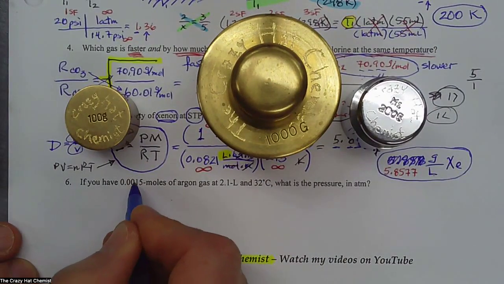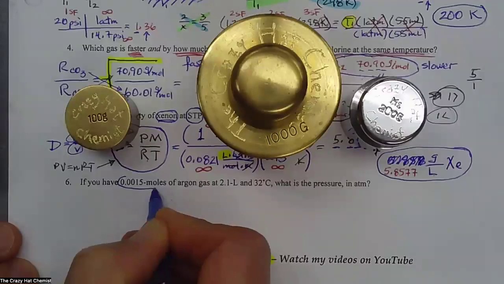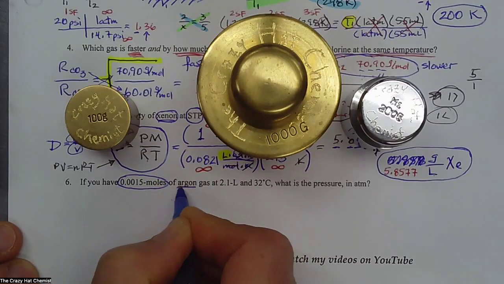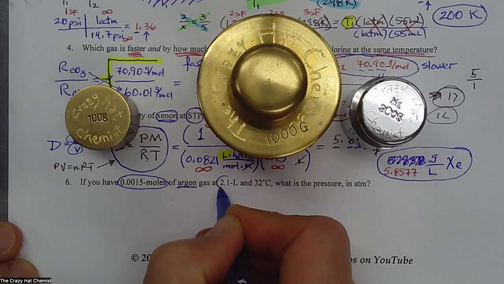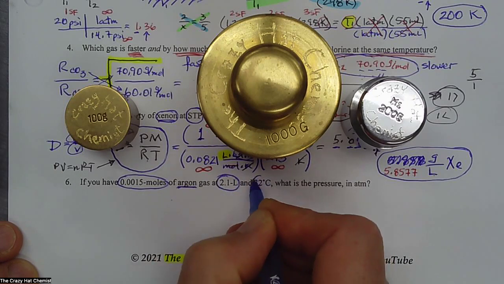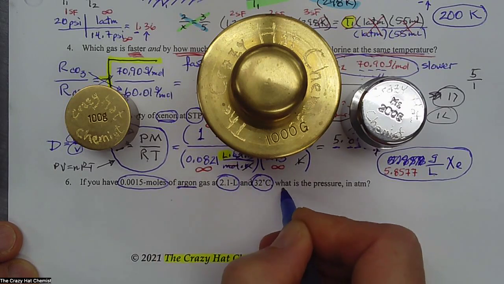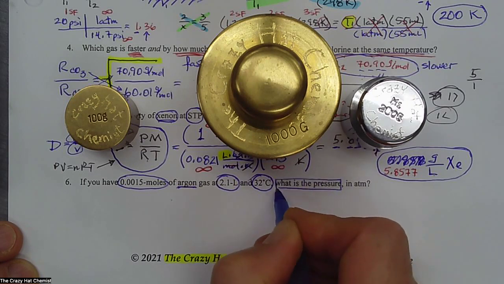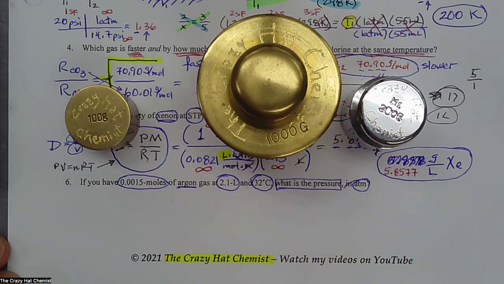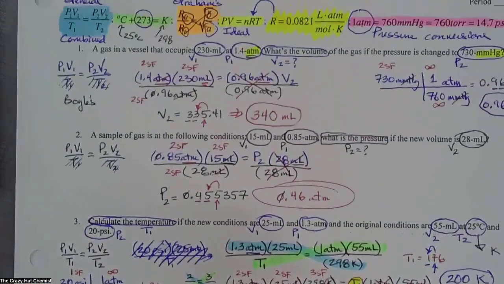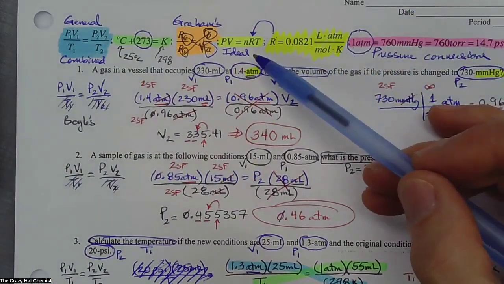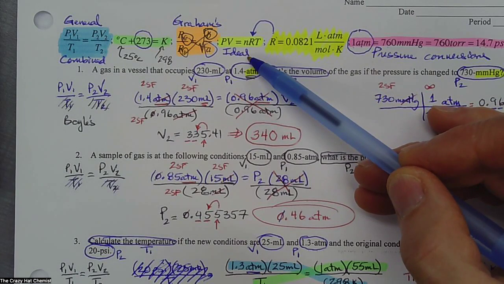Okay. If you have 0.0015 moles of argon gas at 2.1 liters, 32 degrees Celsius, what is the pressure in atmospheres? So you don't have 2 volumes, you don't have 2 pressures, you don't have 2 temperatures. So therefore, what equation are we going to use? Oh yeah, the ideal gas law.